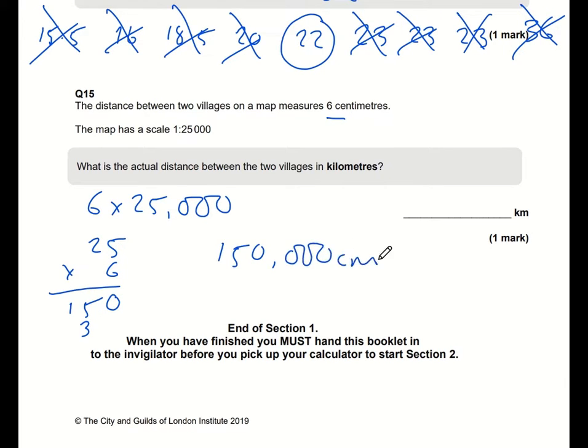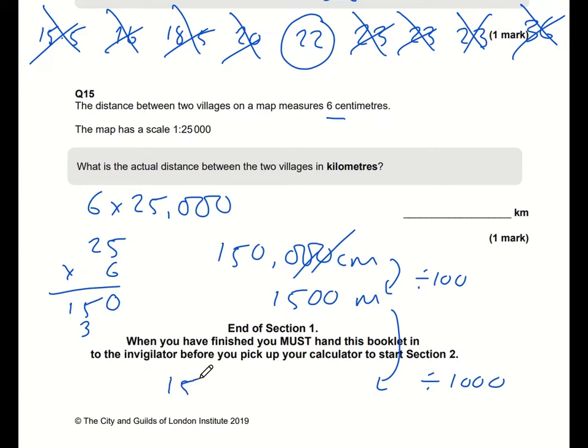Now that is centimeters. Now I'm going to convert this into meters by dividing by 100, because there are 100 centimeters in a meter. Dividing this number by 100 is dead easy, just chop off 2 zeros, that is 1,500 meters. And we want to convert meters into kilometers, and there are 1,000 meters in a kilometer, so we need to divide this by 1,000.